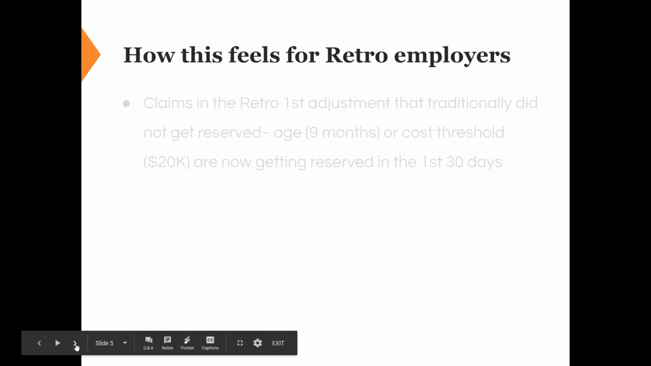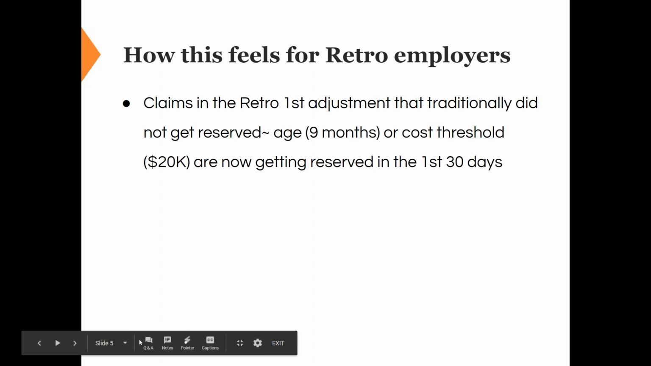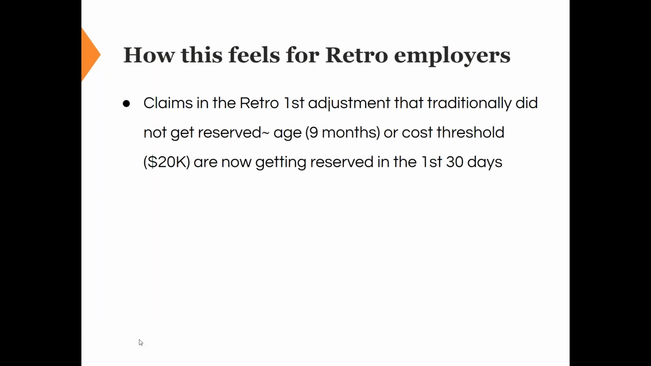So how this feels for retro employers. Most of you are retro employers, so we want to make sure we explain how this is going to feel for you and what's going to seem different. Claims in retro first adjustment traditionally did not get reserved. We didn't usually see reserves on those claims until they were 9 months old, or there was a cost threshold for medical of $20,000. Those claims are now getting reserved in ECR within the first 30 days of being in the department. So where we might have seen an $80,000 reserve at 9 months, we're seeing an $80,000 reserve in the first 30 days.